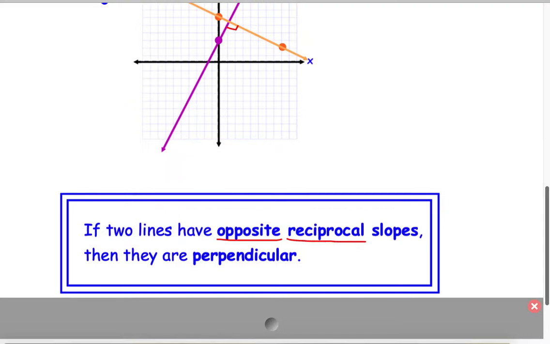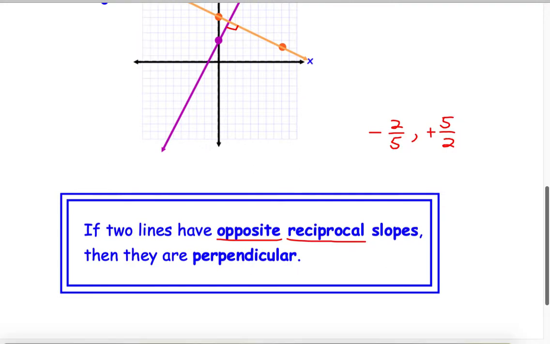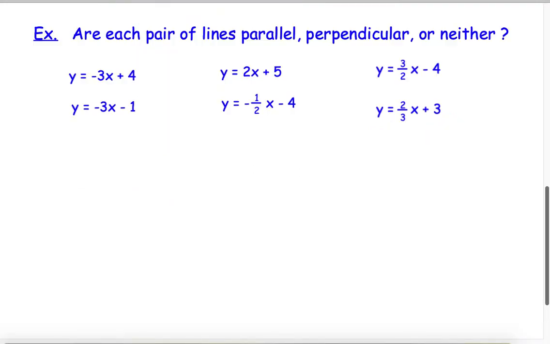Reciprocal. Reciprocal is like 2 over 5 and 5 over 2. So if one of them's a negative 2/5 and the other one's a positive 5/2, and I'm referring to the slopes of lines, then we know those two lines will be perpendicular. Let's look at a few examples.